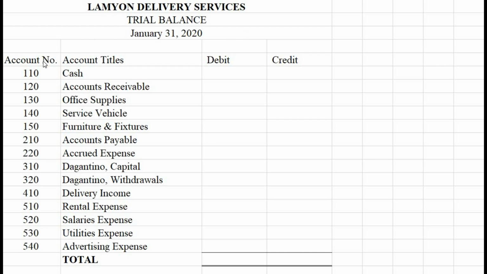So we have here the account number. Again, I just assign this to the account titles. And then the account titles. Then we have the debit column here and the credit column. So sa baba, nandito na yung total. So later we will just fill this out based sa mga account balances na ating mako-compute.